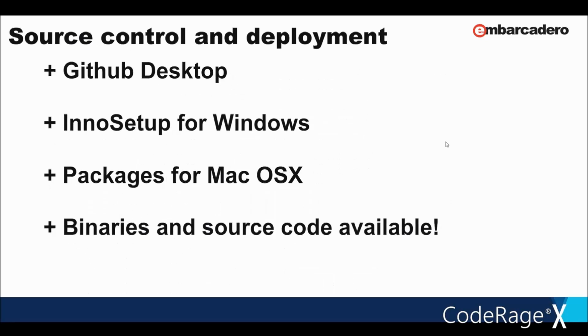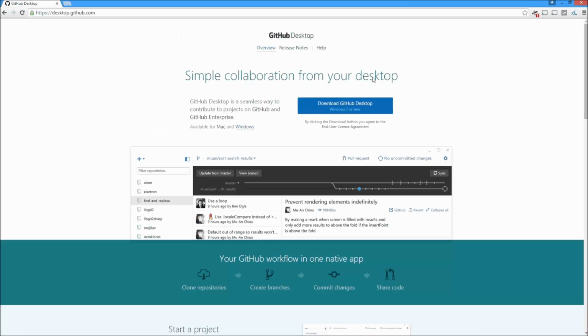Let's talk about deploying the source and the binaries cross-platform. For source control to sync up my version of the source code with GitHub, I use the GitHub desktop client. The client uses a huge amount of memory, but it is super simple to use. Apparently it provides the same interface on Windows and Mac OS X. Here is the website for the GitHub desktop client. You can read more about it and download it for Windows and Mac.